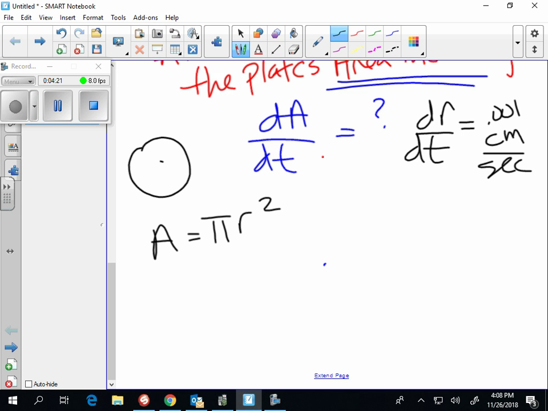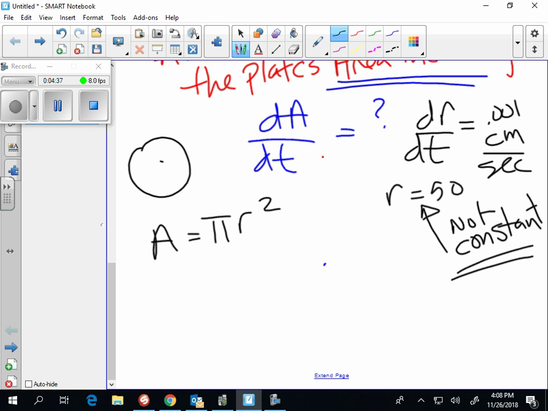Oh, and there's one other given piece of information. Not only is dr/dt 0.001 centimeters per second, radius is 50. Now, this is not a constant. The radius is not always 50. And because the radius is changing, and we know the radius is changing because there's a dr/dt, I can't plug constants in now. Don't plug this not constant in until after you've taken the derivative. The only thing that can be plugged in before you take the derivative is a constant.